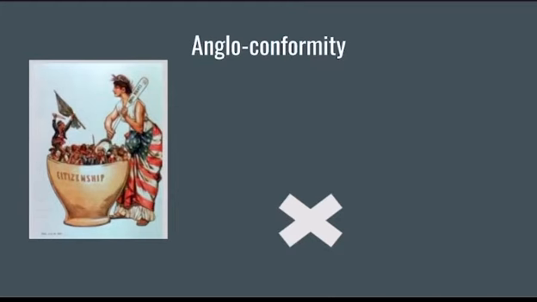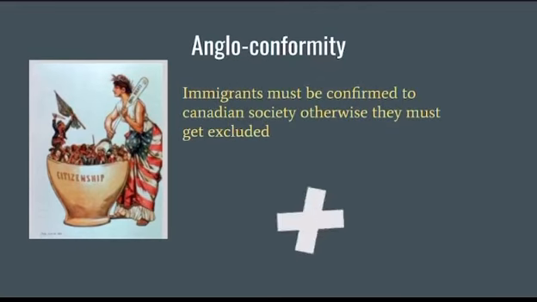One of the problems that these immigrants needed to deal with was Anglo conformity. Anglo conformity means that if you're immigrating to Canada, you need to become Canadian to get accepted by the society, and you need to assimilate, or otherwise you must get excluded. And it was the same for the USA. You needed to become American to get accepted, or otherwise you must get excluded.